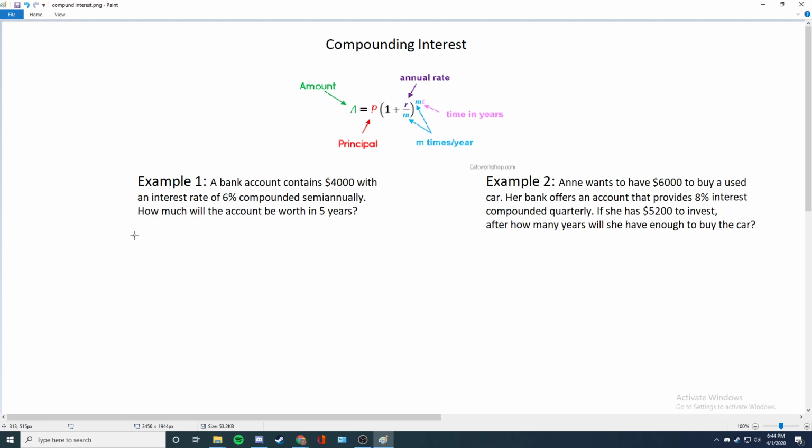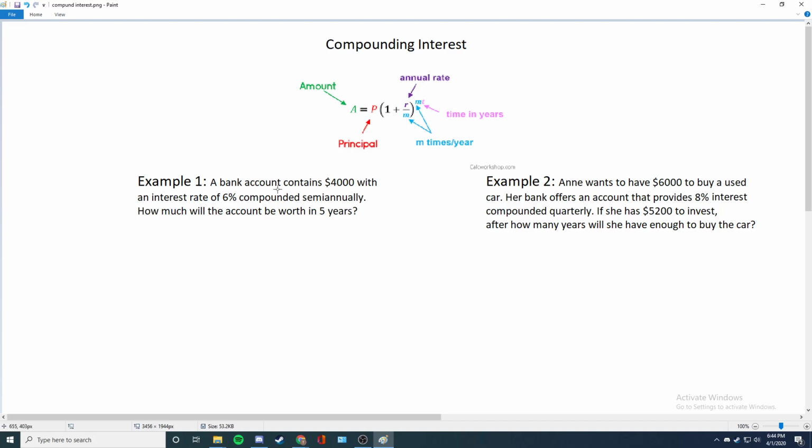Go over compounding interest. So compounding interest has a nice little formula that I've left up here, where once we find all the parts to it, we can just plug everything in and figure out what we need. So with example 1, it says that a bank account contains $4,000 with an interest rate of 6% compounded semi-annually. How much will the account be worth in 5 years?